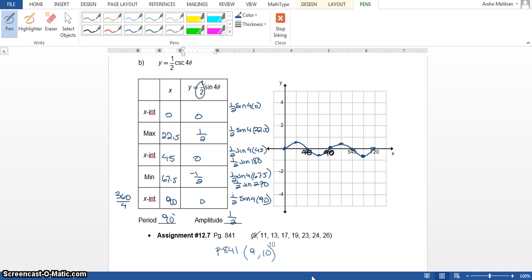Okay? Now, where do the asymptotes go? At x equals what? 45 first. We've got one at the 0 as well. All right, so wherever the sine hits 0, another one is here, another one is here, and finally there's another one here. The cosecant is going to look like this.